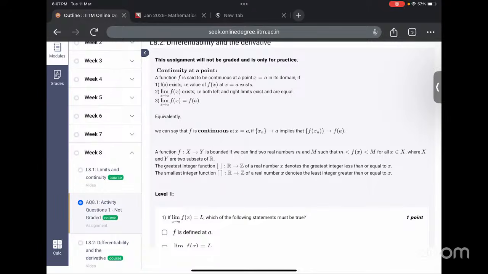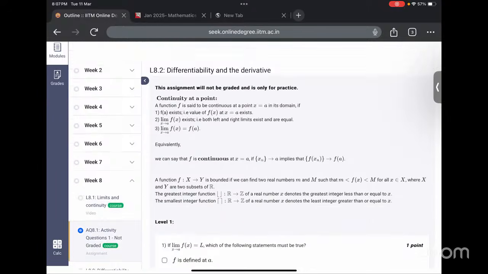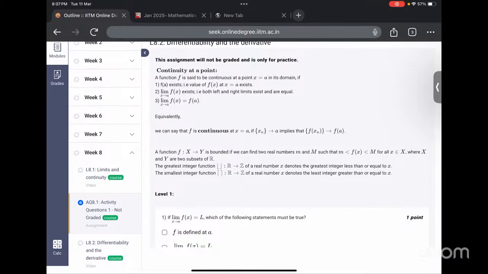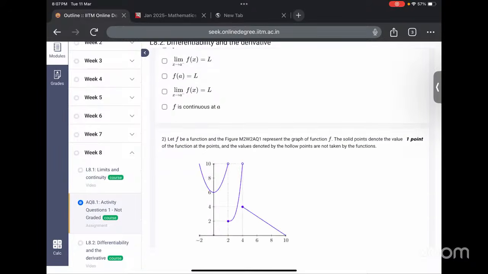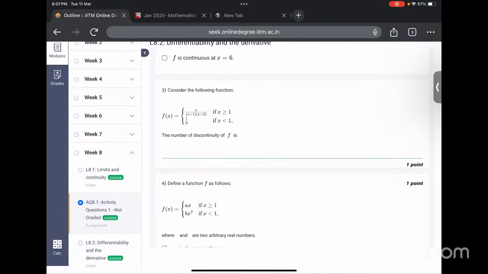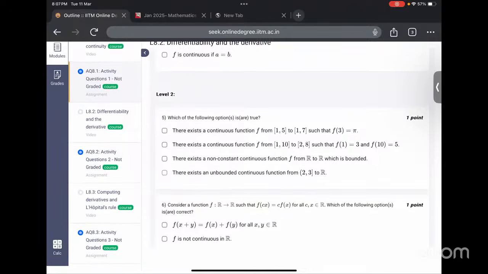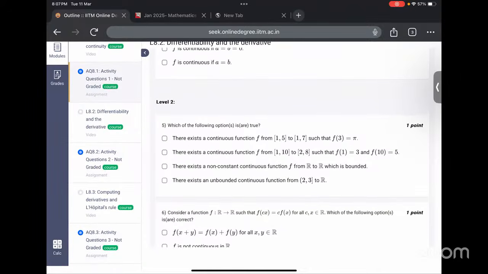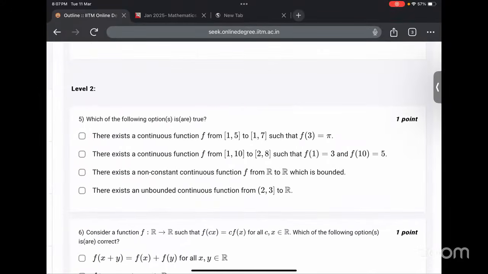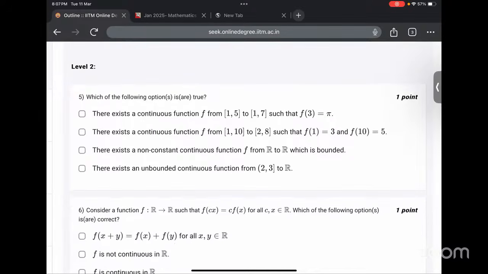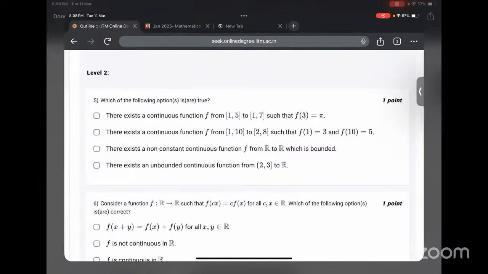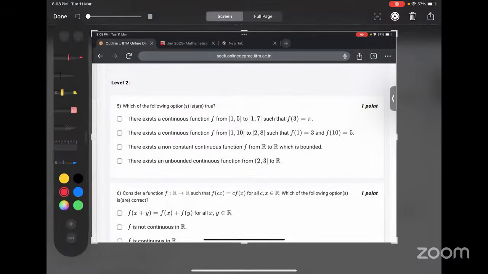Ma'am, question number 5. Activity 1, question number 5. This one? Yes, ma'am. Okay. So what is your doubt here? Ma'am, I couldn't understand the question.